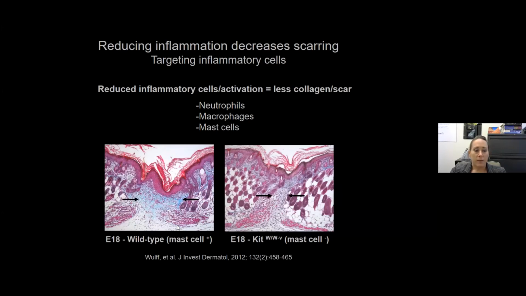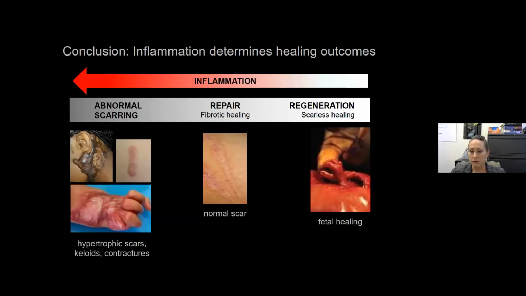So I think I've shown you several examples, but the general conclusion here is that inflammation determines healing outcomes. The more inflammation that you have, the more scar formation typically results from an injury. So you have very little inflammation in wounds that heal by regeneration or wounds that heal scarlessly. And then as the levels of inflammation increase, the amount of scar formation will typically increase as well. So we think that inflammation is really important for driving scar formation.